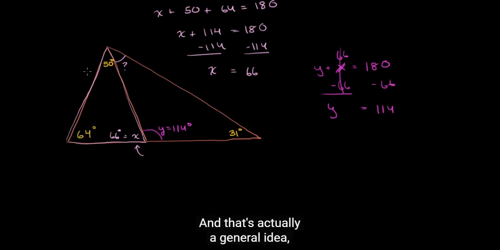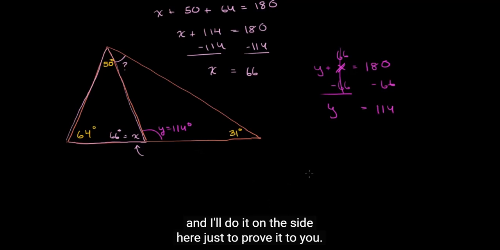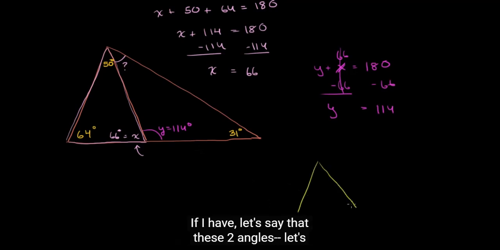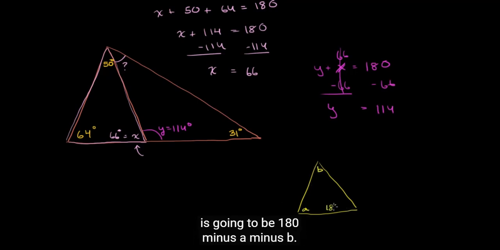And that's actually a general idea, and I'll do it on the side here just to prove it to you. Let's say that the measure of this angle is A, and the measure of that angle is B. The measure of this angle we know is going to be 180 minus A minus B. That's this angle right over here.